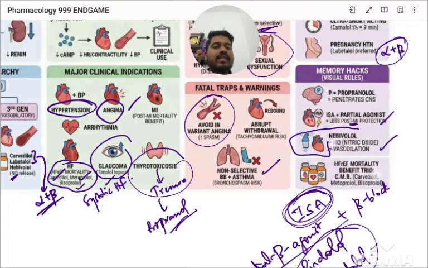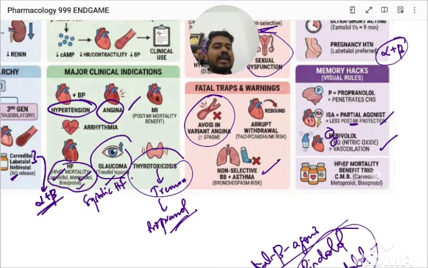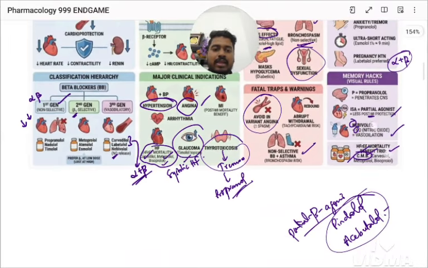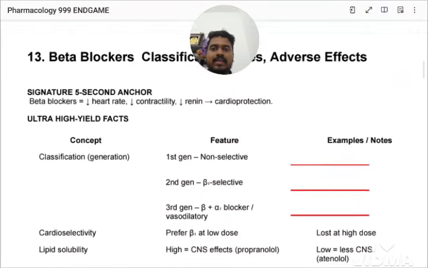Nitric oxide release is related to nebivolol. Remember, N for N. Mortality benefit in reduced ejection fraction heart failure is obtained by CMB. CMB means carvedilol, metoprolol and bisoprolol. These three things you will have to remember. Now we'll go to the question section.